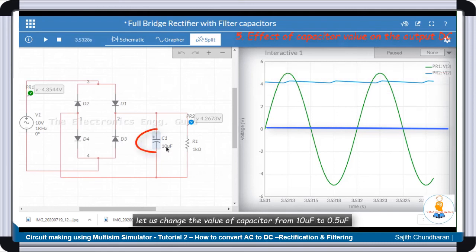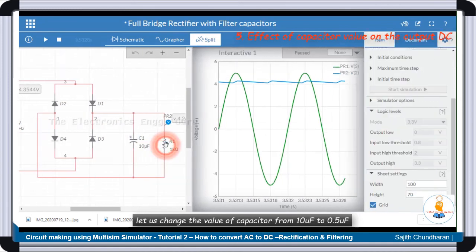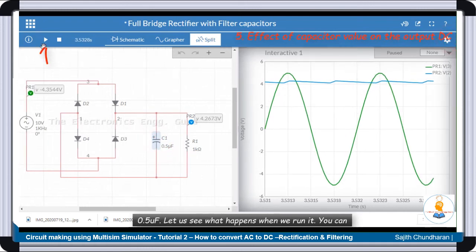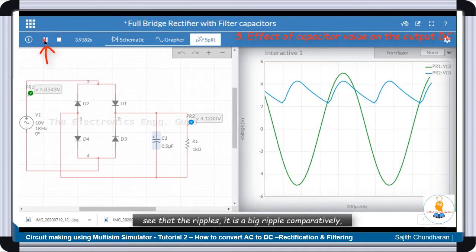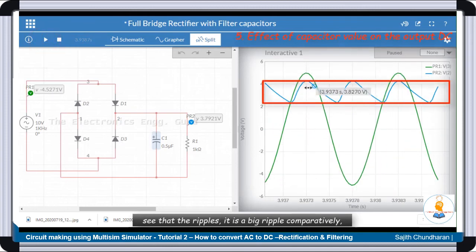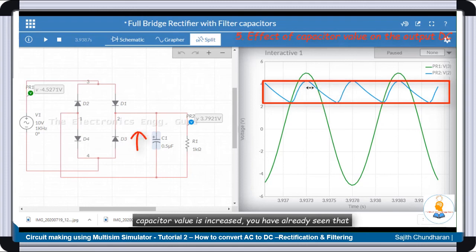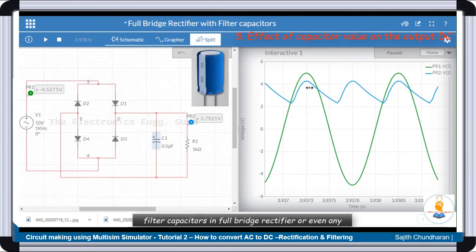Similarly, let us change the value of the capacitor from 10 microfarad to 0.5 microfarad. Now it has been changed to 0.5 microfarad. Let us see what happens when we run it. You can see that the ripple is comparatively big, and compared to 1 microfarad, the ripple has gone up. That is the effect of a capacitor. When the capacitor value is reduced, the ripples increase, and when the capacitor value is increased, you have already seen that the ripples get reduced.